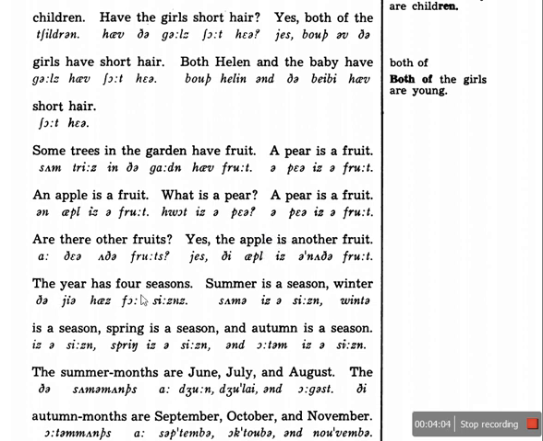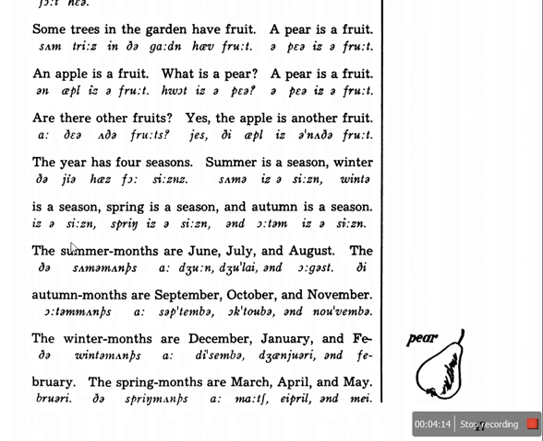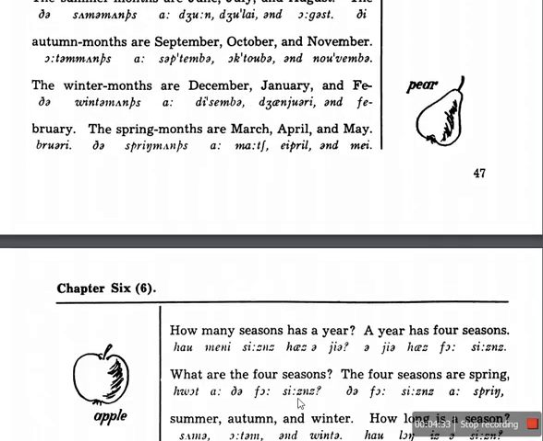The year has 4 seasons. Summer is a season, winter is a season, spring is a season, and autumn is a season. The summer months are June, July, and August. The autumn months are September, October, and November. The winter months are December, January, and February. The spring months are March, April, and May.